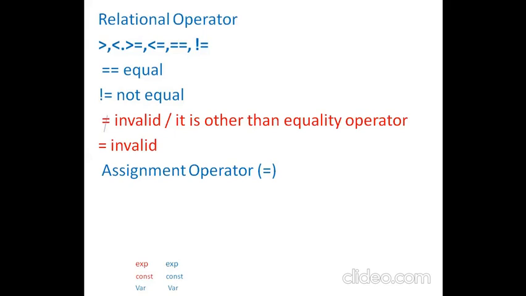Why is it called the assignment operator? Because it is used to assign a value from right to left. Suppose you are writing x equal to 5. So 5 is assigned to x. Suppose we are writing a equal to b. Then the value of b is assigned to a. So always a value is assigned from right to left. Getting it? So you can note down, it is used to assign a value.